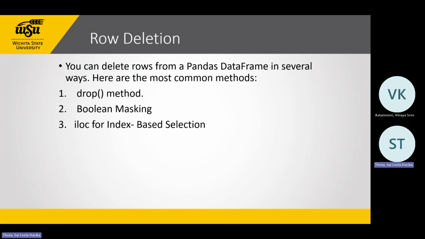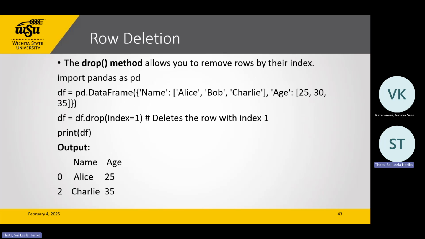Row deletion. So you can delete a row in your data frame by using the drop method. Boolean masking is simply nothing but filtering. Before, we gave the condition to get all the employee salaries greater than 30,000. That comes under Boolean masking. And iloc, we already discussed this index-based selection. So for row deletion, the drop method allows you to remove rows by their index.